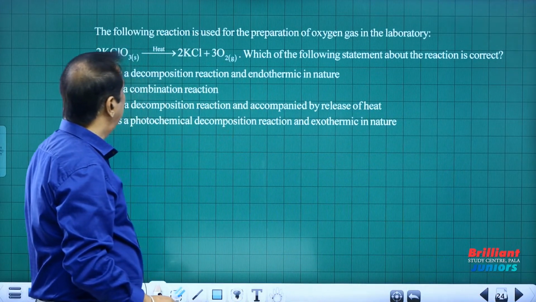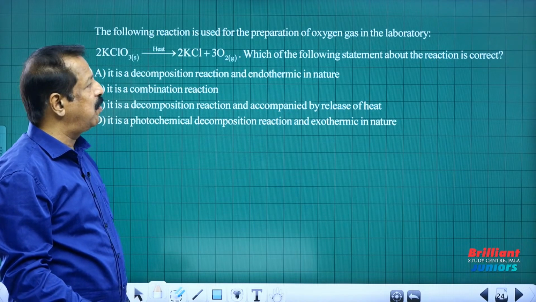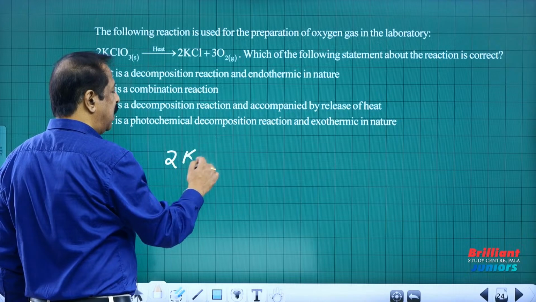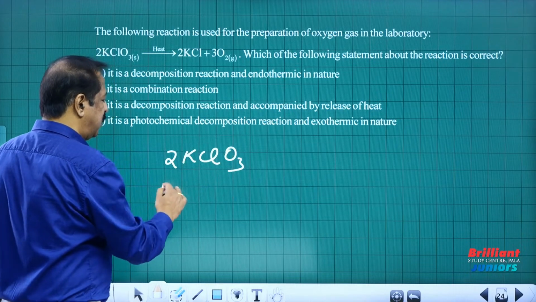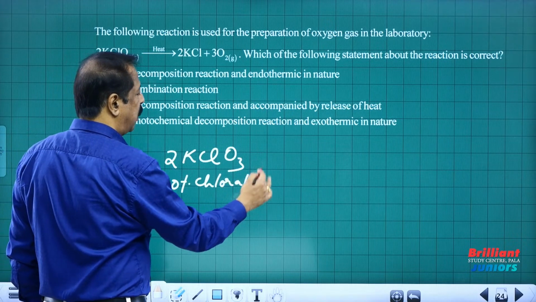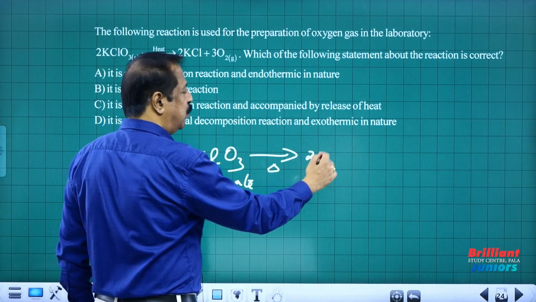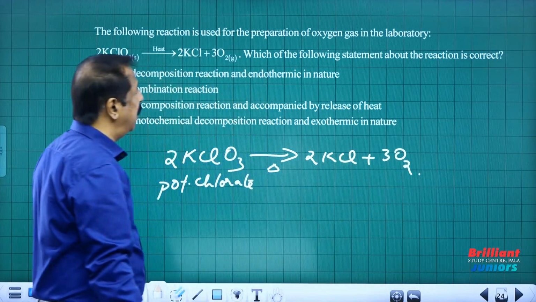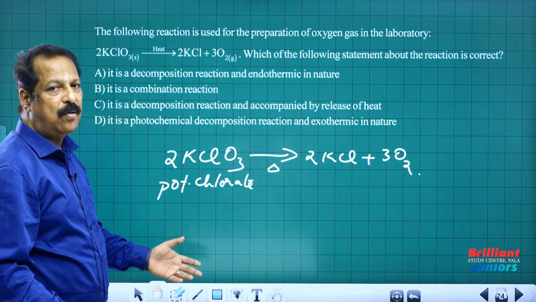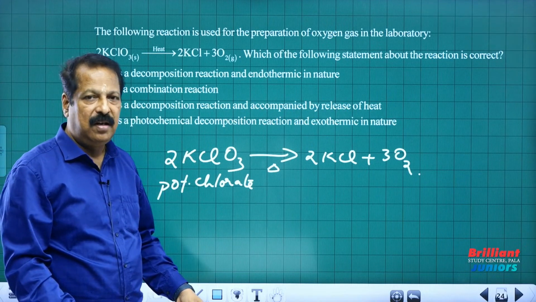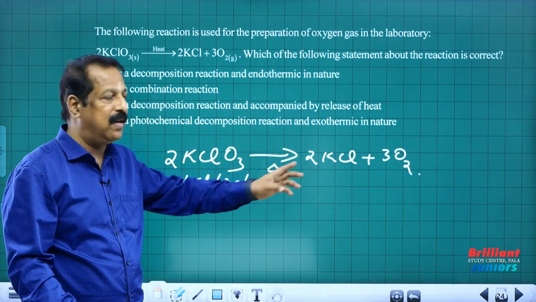And the next one: the following reaction is used for the preparation of oxygen in the laboratory. The equation is 2KClO3, potassium chlorate. Potassium chlorate on heating is converted into potassium chloride and 3 oxygen. For this we normally add a catalyst called MnO2. Here it was not given. So you heat potassium chlorate, and the products formed will be potassium chloride and oxygen.